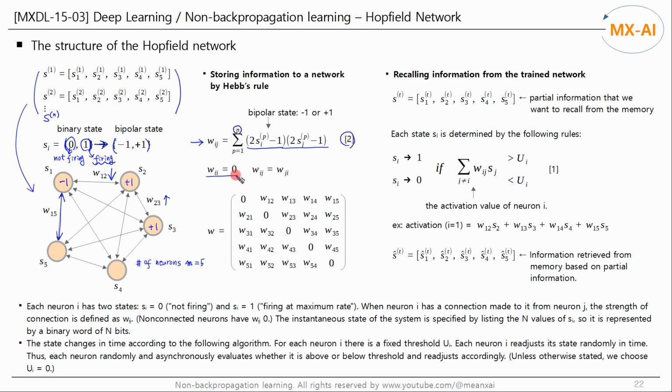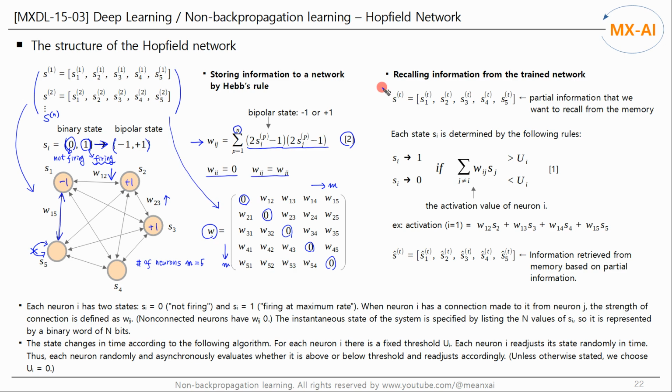Each neuron has no self-feedback, i.e. no connection to itself. And the connection weights between neurons are symmetrical. The weights is an m by m matrix. And this is a symmetric matrix with a 0 diagonal. The input data points are stored in this weight matrix. That is, this is the associative memory.